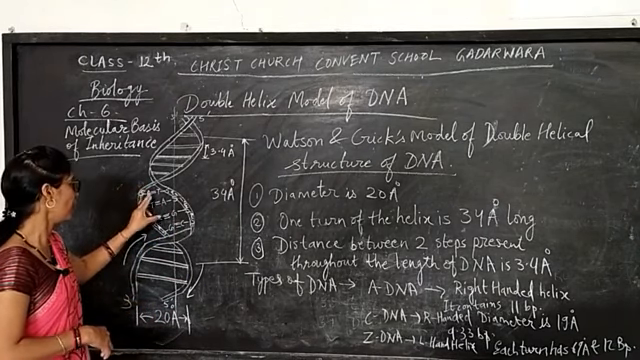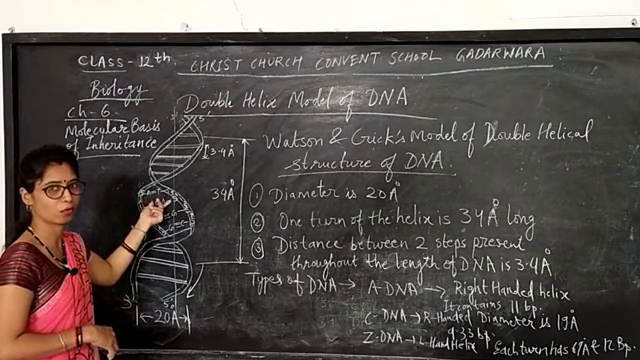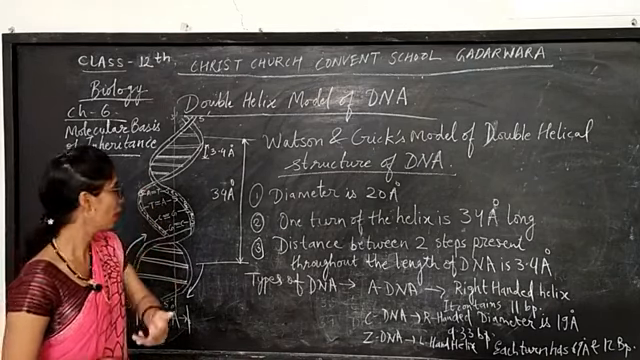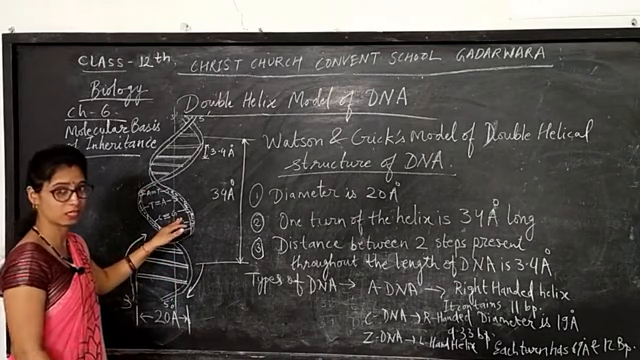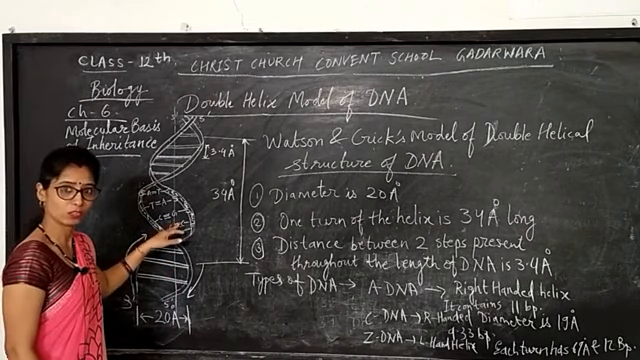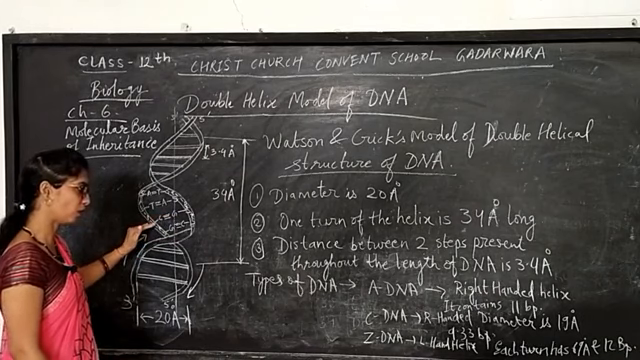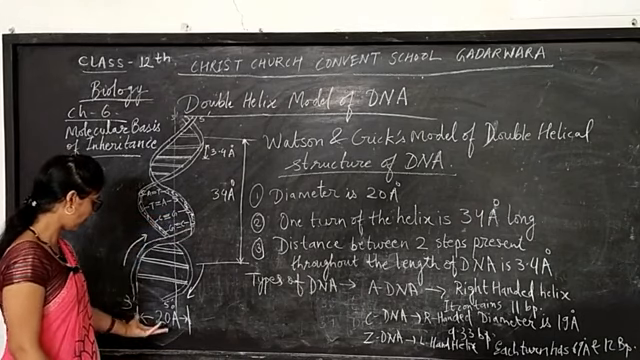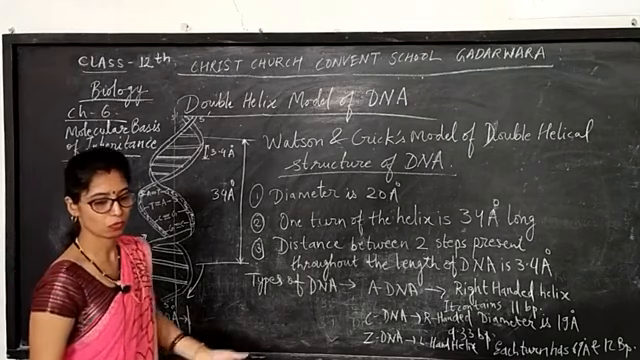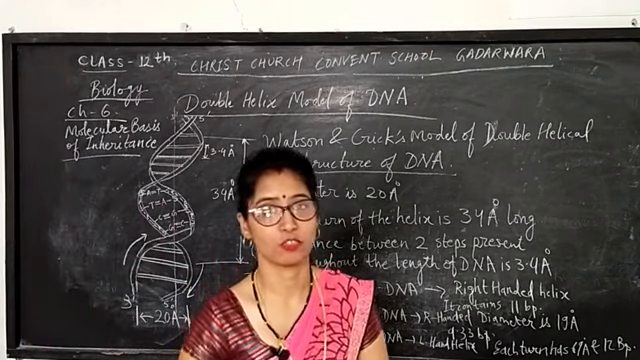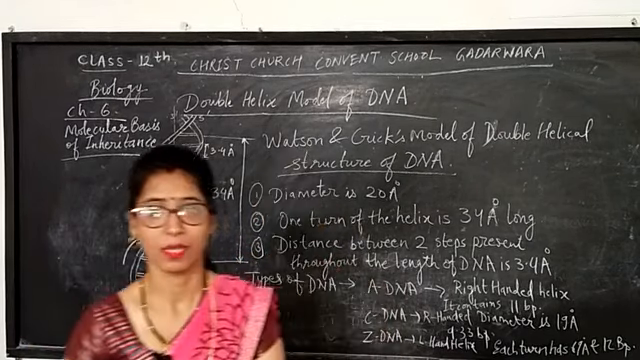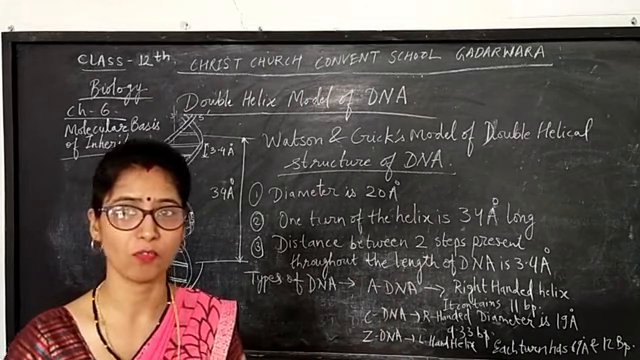So between A and T, the hydrogen bond is a double bond, and between cytosine and guanine the hydrogen bond is a triple bond, and the diameter is 20 angstrom. So this is about the structure of DNA, the double helical structure of DNA.